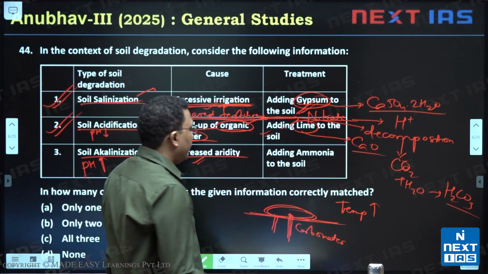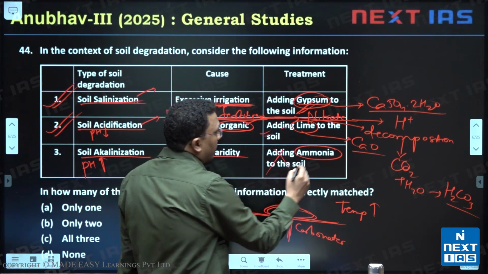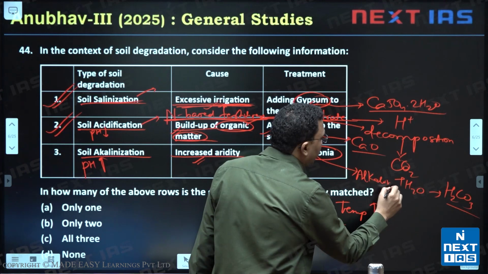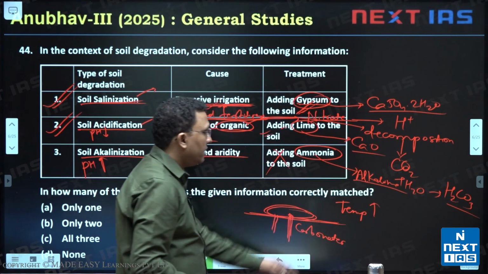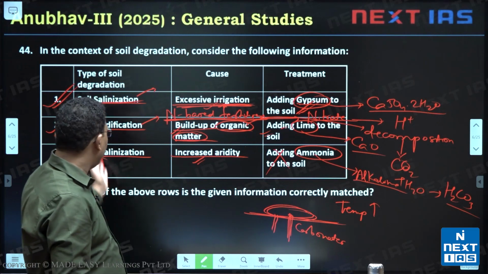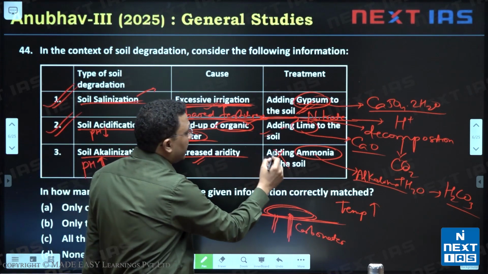Coming on to its treatment, adding ammonia to the soil, right? This is not correct. Ammonia itself is alkaline. Ammonia is an alkaline material. So if you add an alkaline material to already alkaline soil, it will further increase the pH, right? So this cannot be a treatment, right?